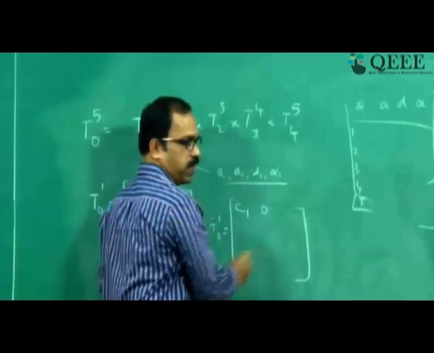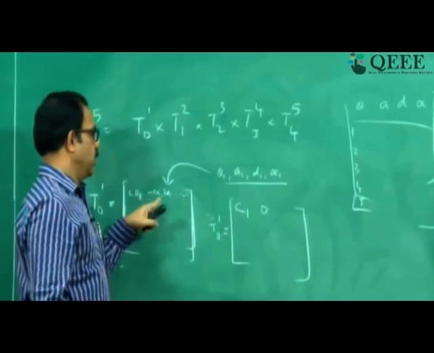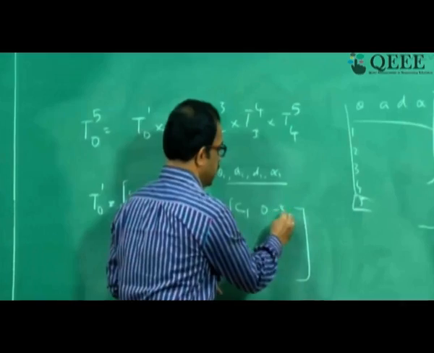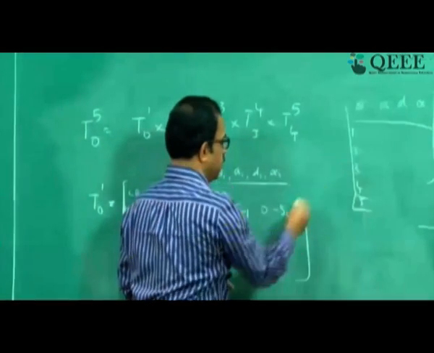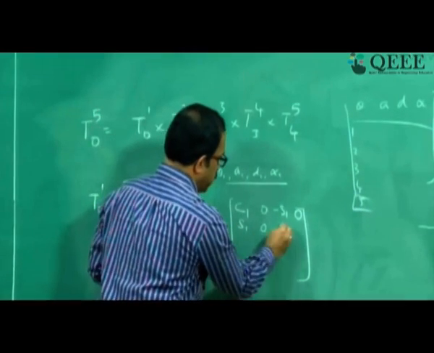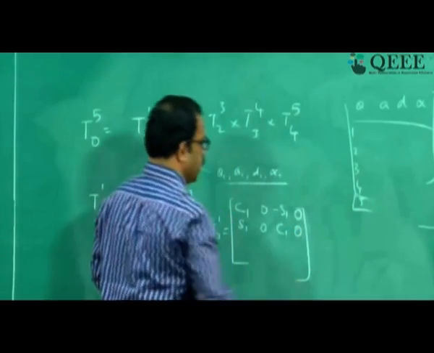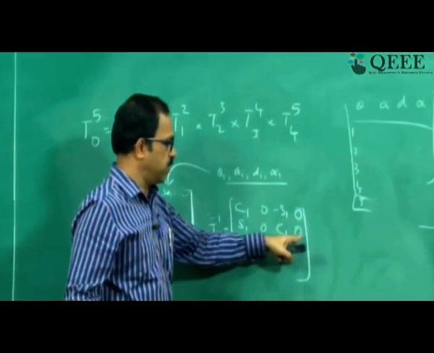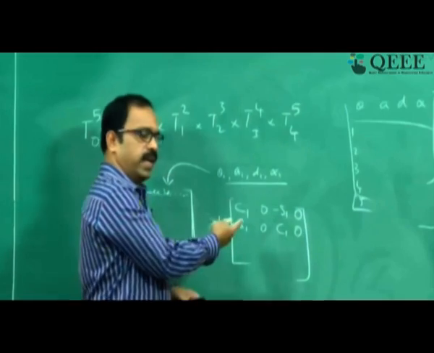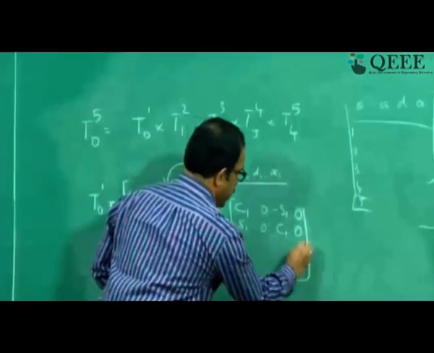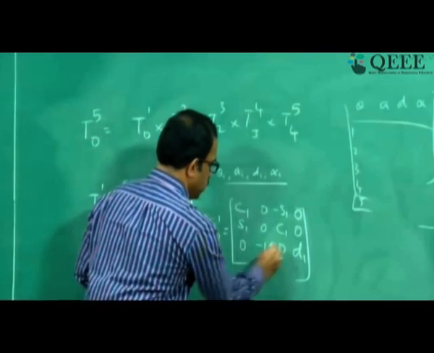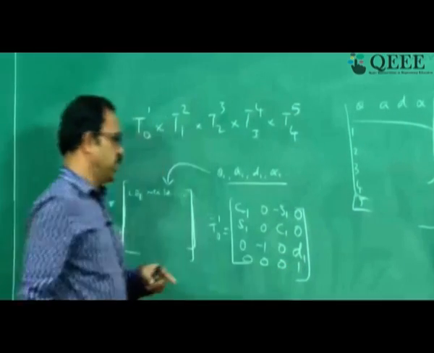Then 0, because alpha 1 is minus 90 and therefore this becomes 0, and then you have minus sin theta 1. A1 is 0 here, so in the same way you get sin theta 1, 0, cos theta 1, 0. Again a is 0, so a_k cos theta k and a_k sin theta k are both 0. Since d1 has a value, this will be d1 here. D1 has a numerical value, and the last row is 0, 0, 0, 1. So that is going to be T1 to 0.